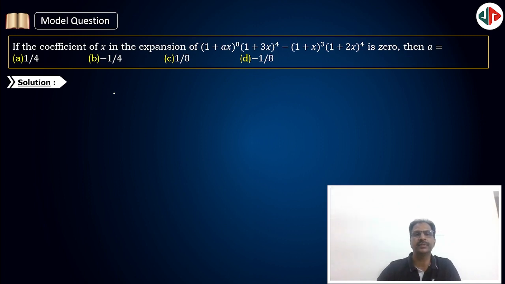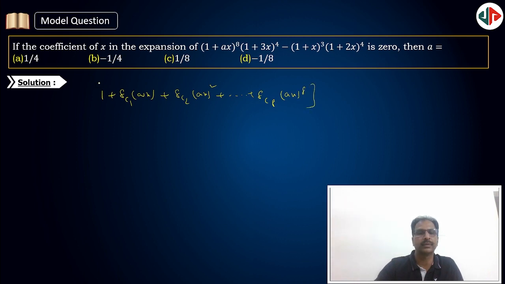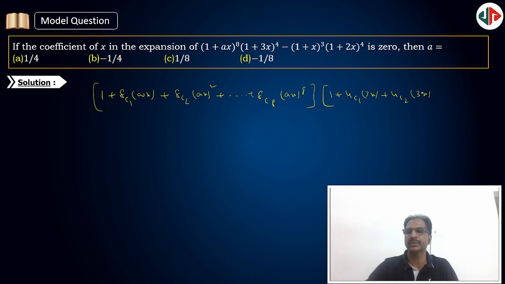Next, if the coefficient of x in the expansion of (1 + ax)^8, write the expansion of (1 + ax)^8: 1 plus 8C1 into ax, 8C2 into (ax)², plus so on up to 8C8 into (ax)^8, into the (1 + 3x)^4 expansion: 1 plus 4C1 into 3x, 4C2 into (3x)², plus so on, 4C4 into (3x)^4.